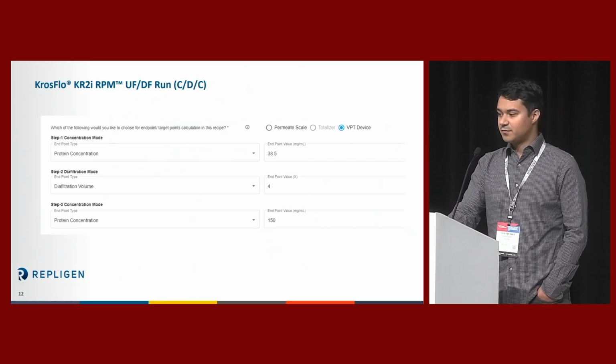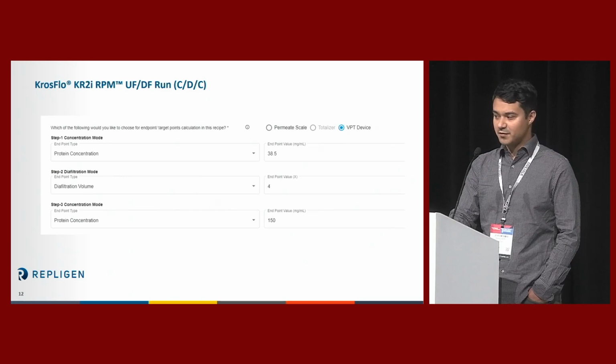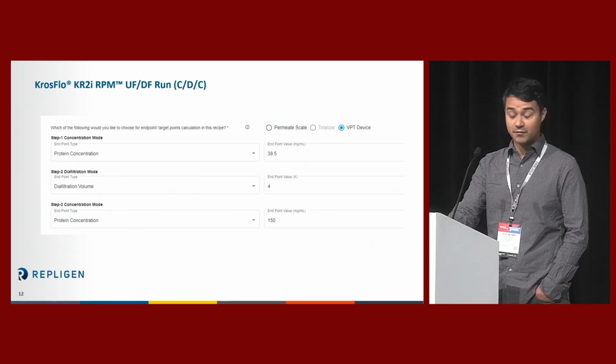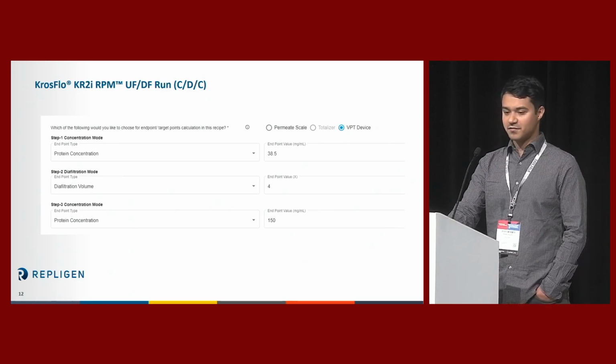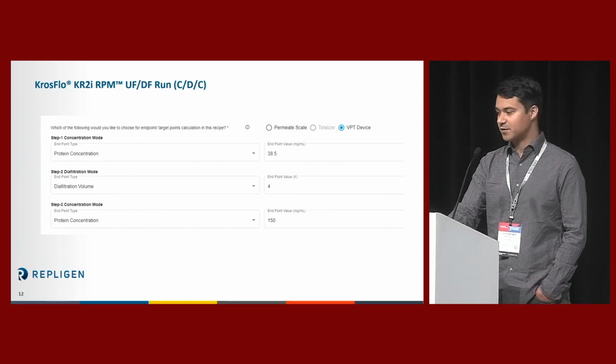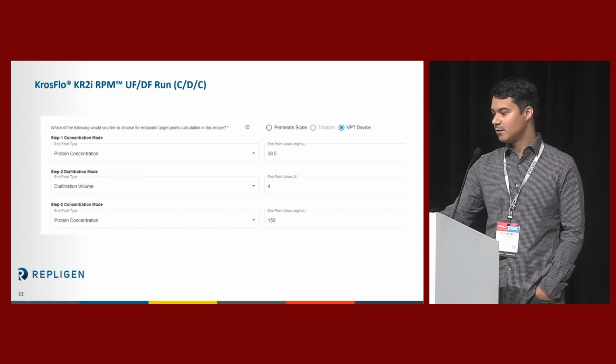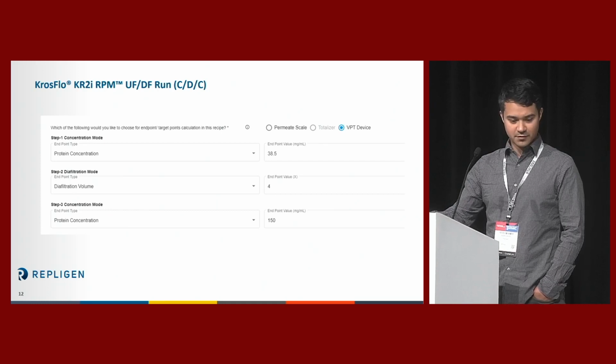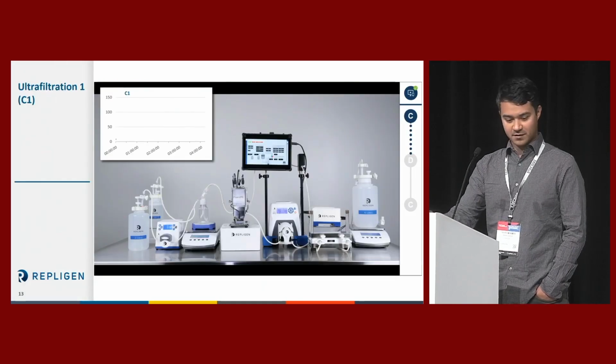So now to get into some of the results generated by this system, I'll show you an example of the types of trials we've been doing during development to prove the system's performance. In this example, we've set up a CDC, concentration diafiltration concentration experiment. The initial target was 38.5 for protein concentration at diafiltration stage with 4 diavolumes, and then a final concentration target at 150 mg per ml. So, a time-lapse video of this in progress.